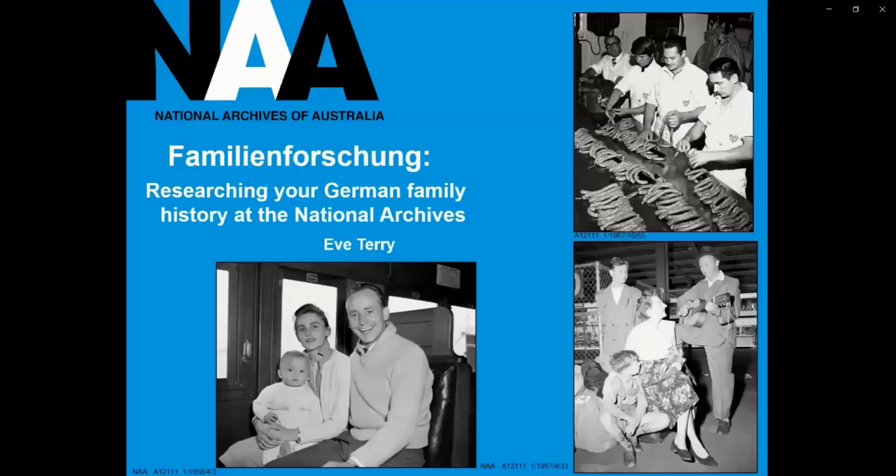Good morning and welcome to Familien Forschung, Researching Your German Family History at the National Archives. The National Archives collection mainly includes Australian government records from Federation in 1901 to now. We hold immigration records, war service and defence records, records relating to prime ministers, royal commissions, and cabinet decisions, just to name a few. We also have some 19th century records that were transferred to the Commonwealth at Federation.